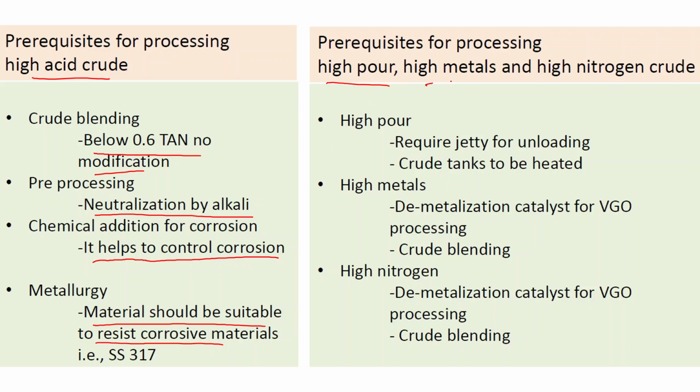Prerequisites for high pour, high metal and high nitrogen crude. High pour crude tank should be heated. If we do all the processes at high temperature, pour point should not be a problem. For high metal, demetallization can be done using various catalysts, and crude blending can be done. And if nitrogen content is there, denitrogenation can be done using various catalysts, as we have discussed in the previous parts, also how nitrogen can be removed and sulfur can be removed, so all that can be done.